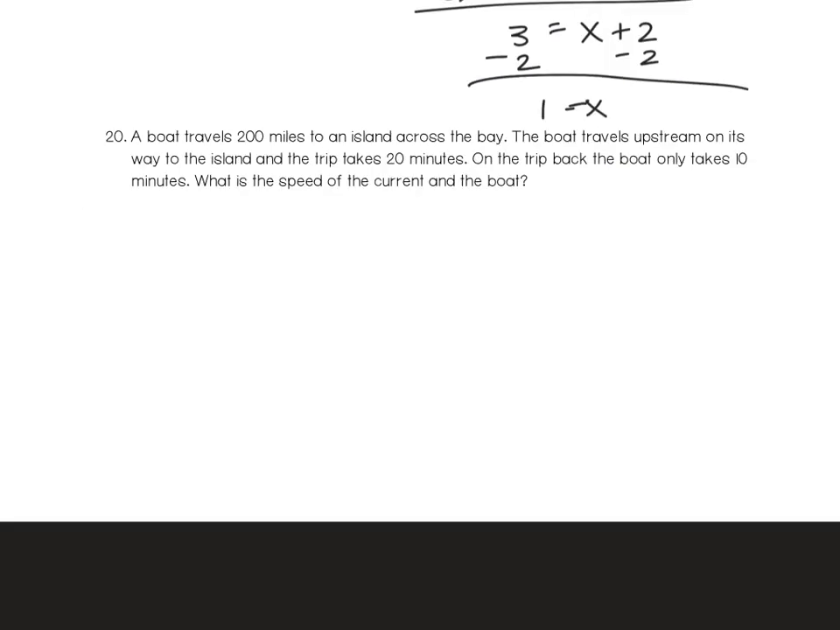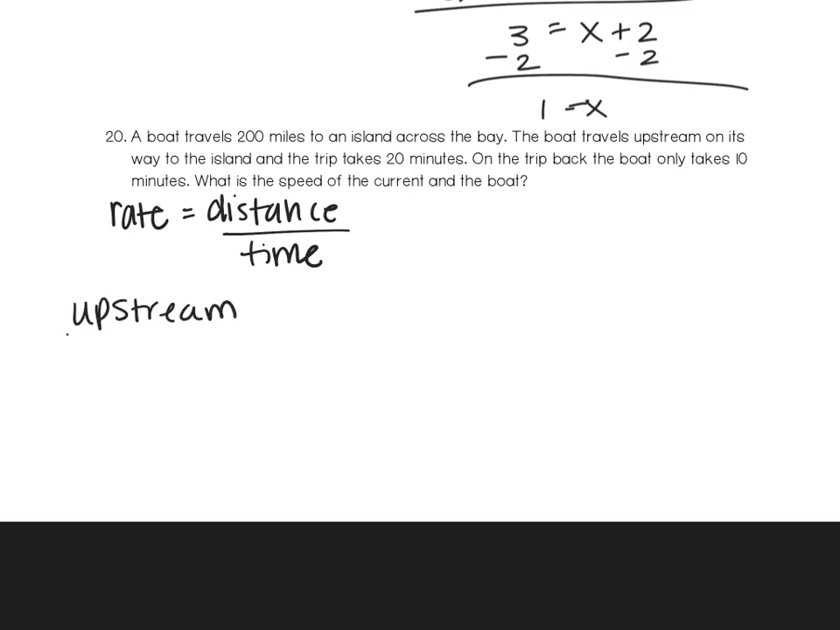The very last type of problem is about a boat traveling across a bay. Remember, when you do these, it's important to find the rate. And we know that rate equals distance divided by time. So the boat travels upstream 200 miles and it takes 20 minutes. So we're going to do 200 divided by 20. So we figure out that it's traveling 10 miles per minute.